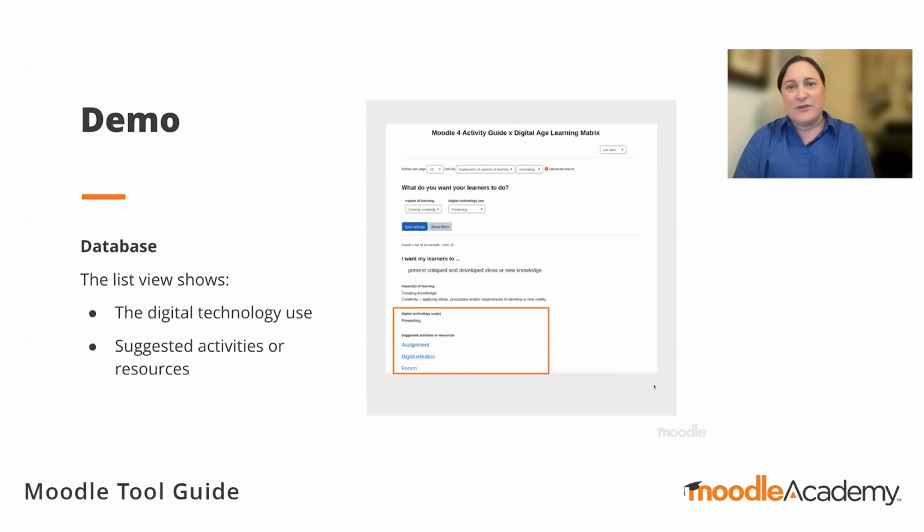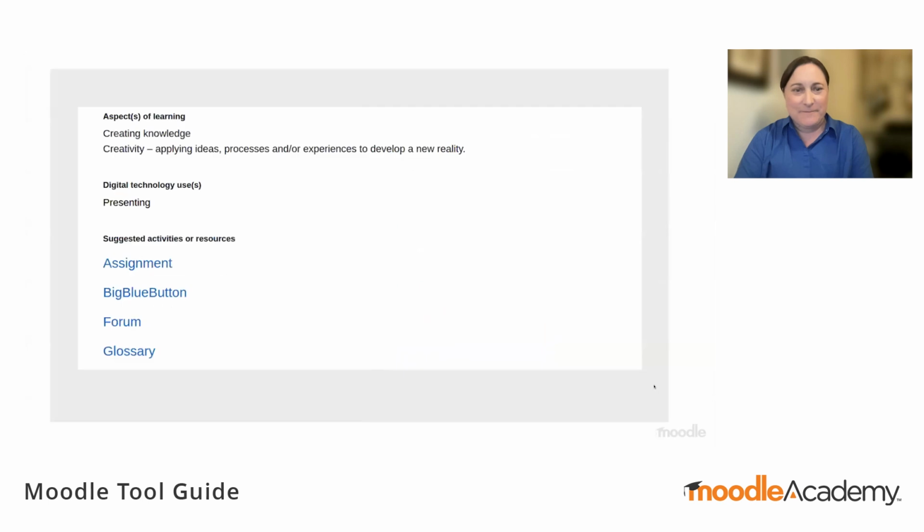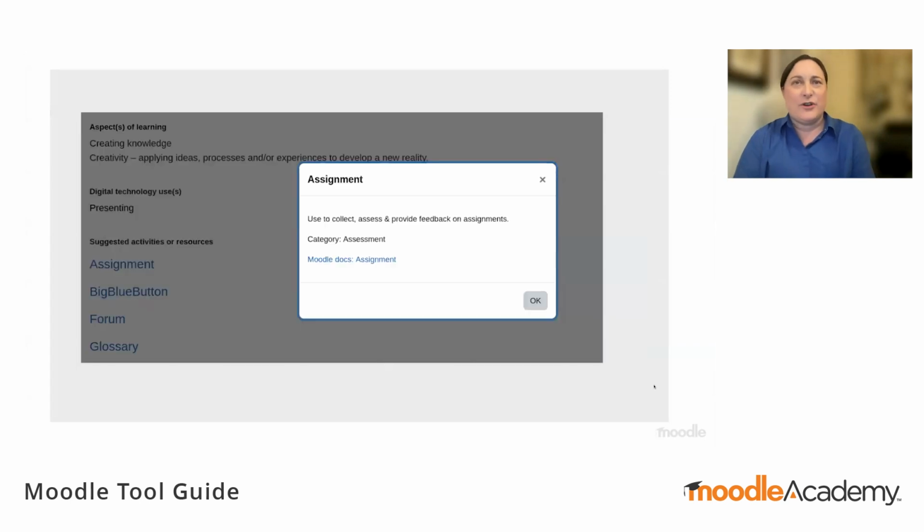The list view also shows the digital technology use and then the suggested activities and resources for the combination of these two things. And each of those are clickable in that they will show the glossary. So they link to the glossary so you can get more information about that particular Moodle resource or activity.